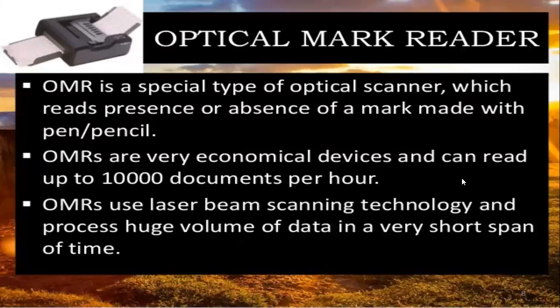Next one is optical mark reader. This is called OMR. Everyone is familiar with this OMR. OMR is a special type of optical scanner which reads the presence or the absence of marks made with a pen or pencil. Like when you write your online test, or sometimes offline, you will be writing your roll number in your booklet, like exams and everything. You mark your roll number with a pen or pencil, and you mark it as a round circle.